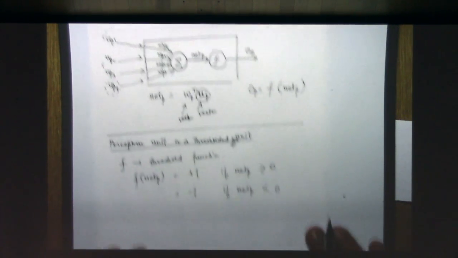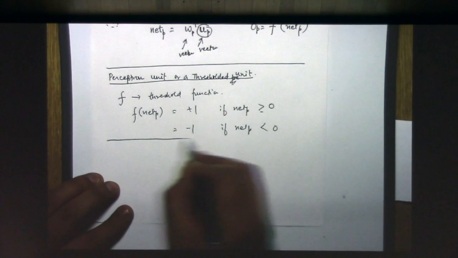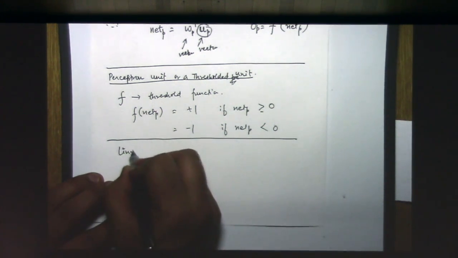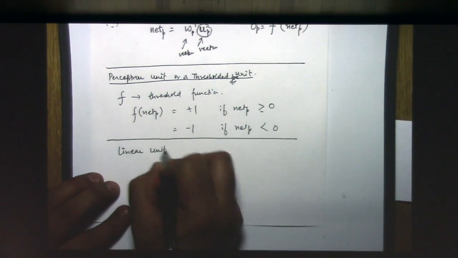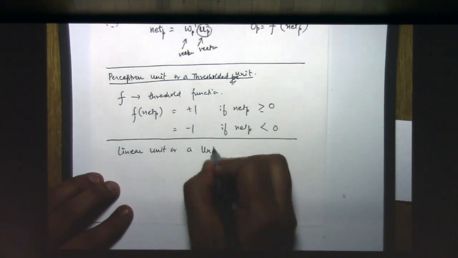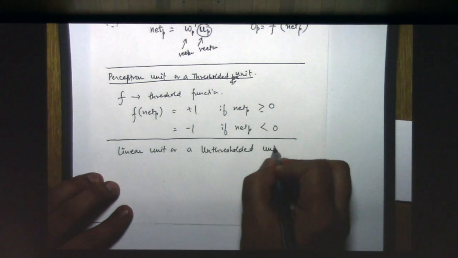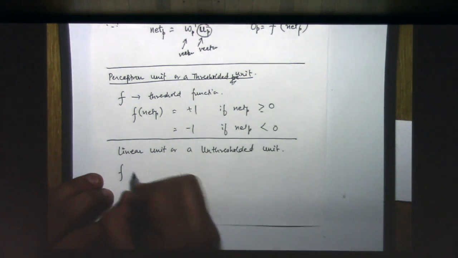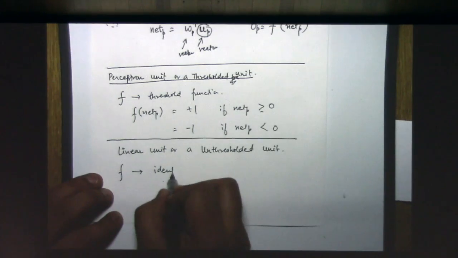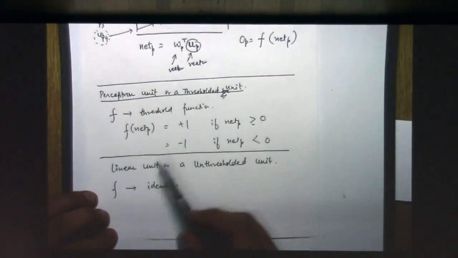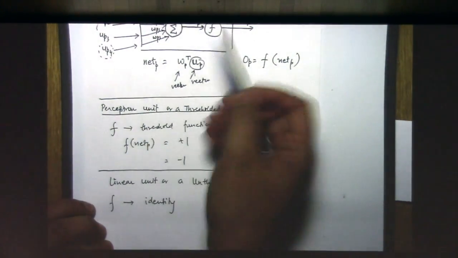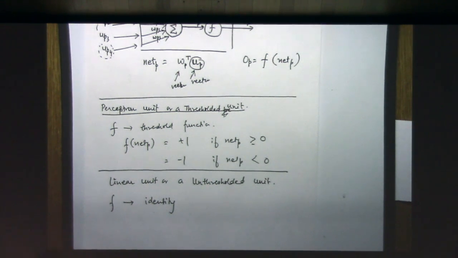We have also looked at another unit, which is called a linear unit, or an unthresholded unit. In this, F is basically the identity, which means that the output of this kind of unit is just net P. So that is the difference between these two units.